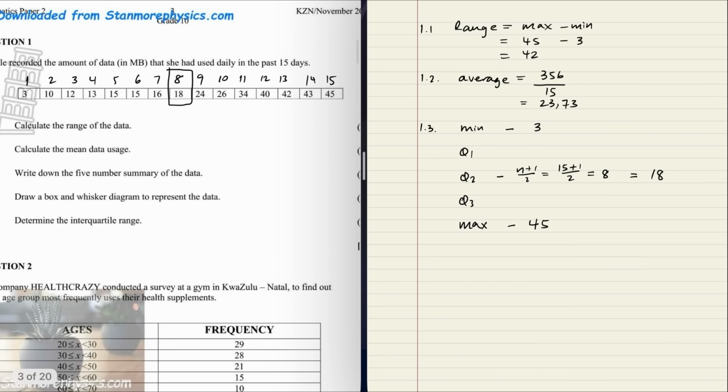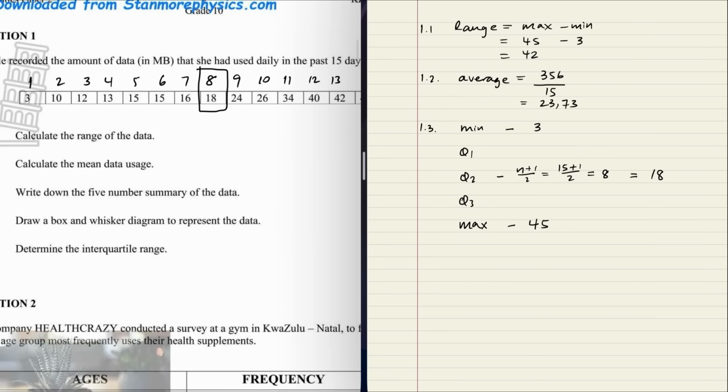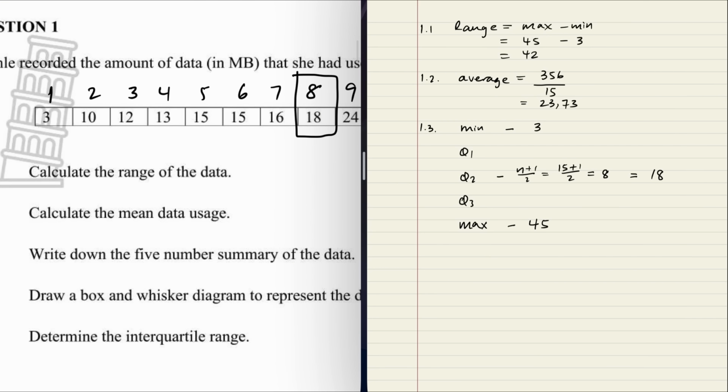Now to calculate the value of Q1, what we need to do is to focus on this first half here. So from here to here, we have 7 data points. So the middle of the 7 data points is going to be the 4th data point. So that's going to be here. So Q1 is going to be 13. Because on this side you have 3 and on this side you have 3.